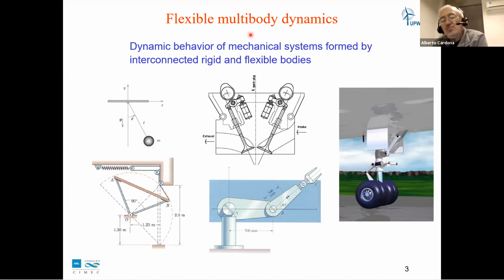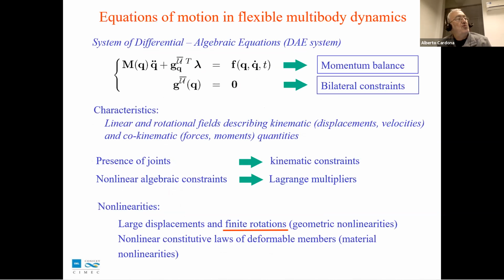So the wind turbine can be described as a mechanism, and from this point of view, it is a flexible mechanism which is submitted to dynamic efforts. So we can model it in the context of flexible multibody dynamics. What we look at in flexible multibody dynamics is the dynamic behavior of a mechanical system which can be made up of rigid and flexible bodies. There are several examples here. So how do we model these systems?